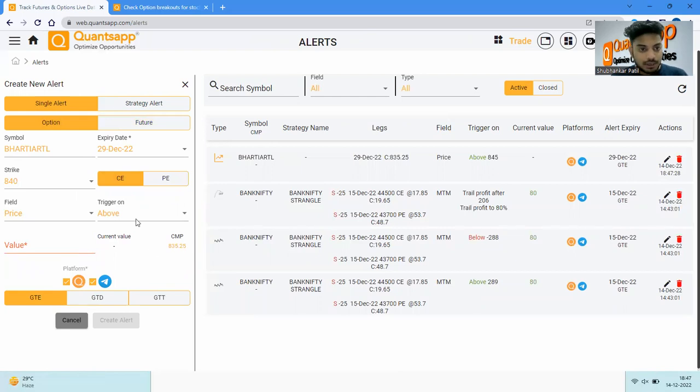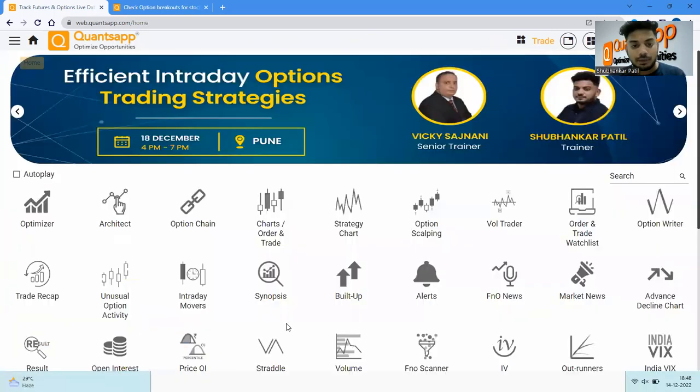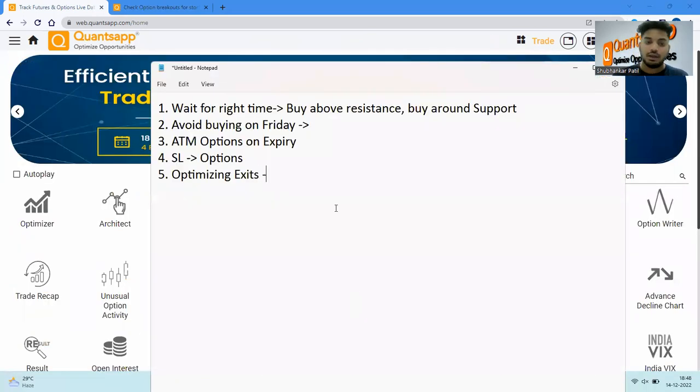Let's say I'm selecting an option with a strike price of 850, and you can set the alert at whatever you feel like. Let's say you bought an option at 10 rupees, and you want an alert at your target, or at your stop loss. You can trigger this alert on both, maybe above 10 rupees or below 5 rupees, depending on whatever time you create it. You can create the alert, and that is how you can optimize your entries and exits, right?